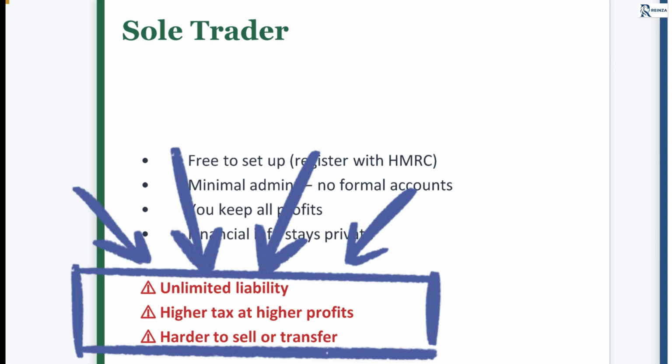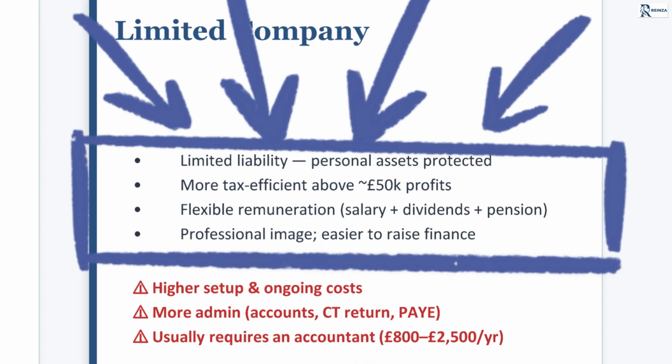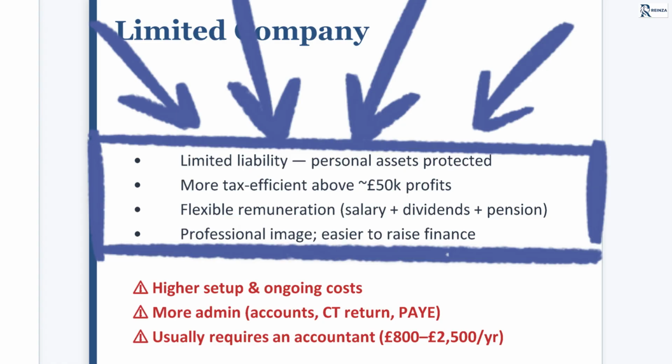Now, the limited company. A limited company is a separate legal entity. Your personal assets are protected by limited liability. It is generally more tax efficient once your profits are consistently above around £50,000. You have flexible remuneration options, meaning you can pay yourself through a combination of salary, dividends, and pension contributions. And a limited company tends to project a more professional image, which can help when raising finance.